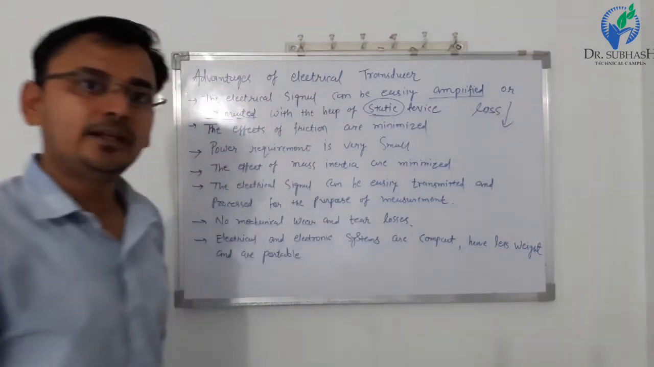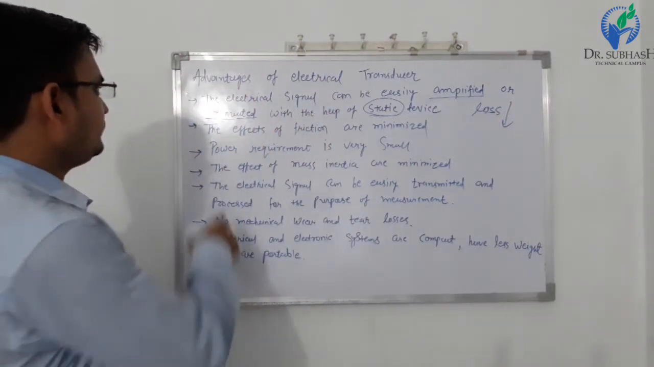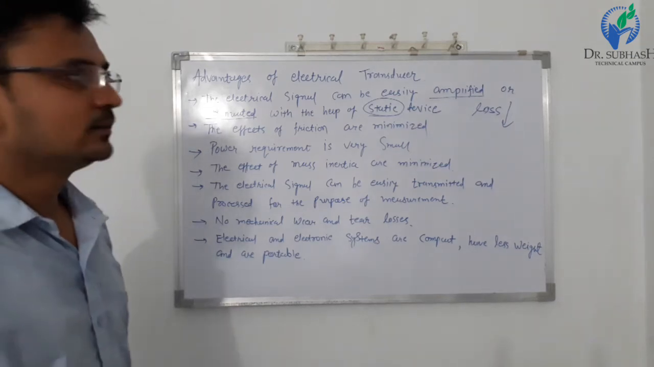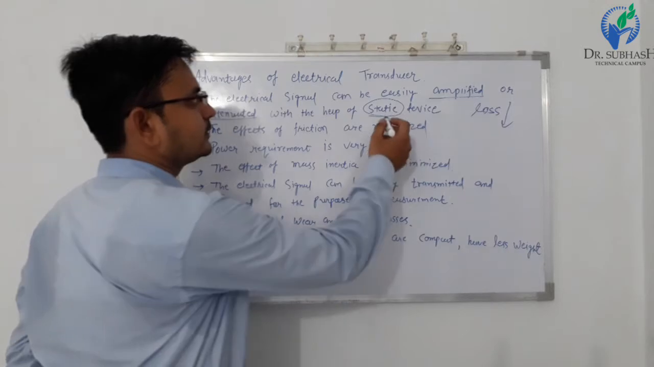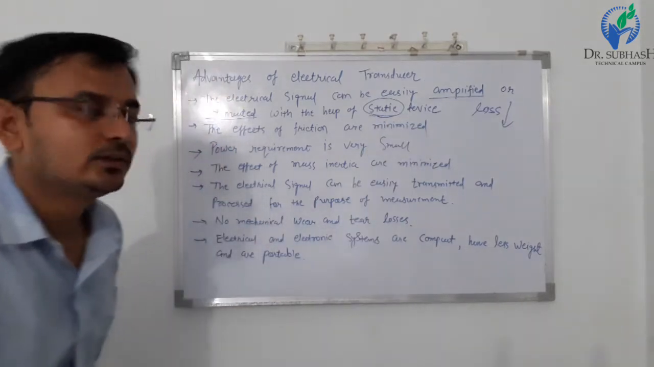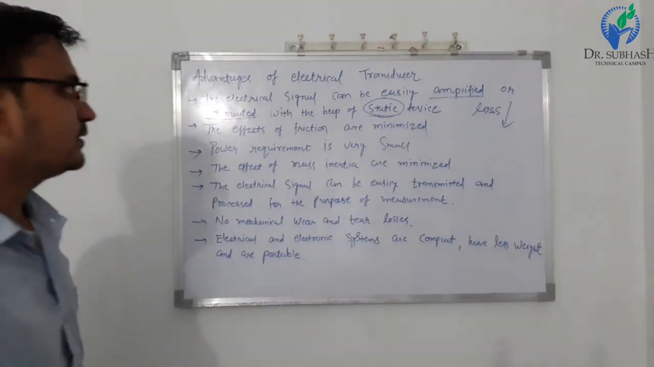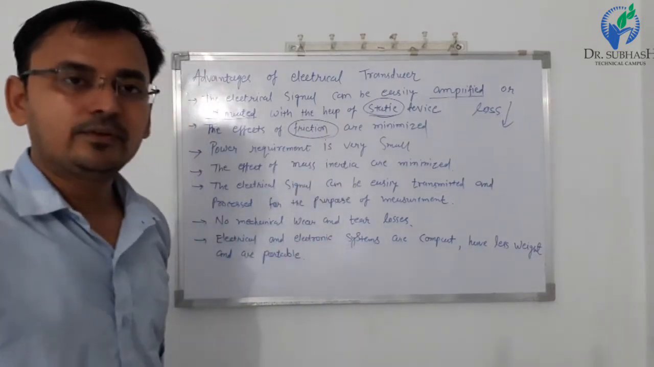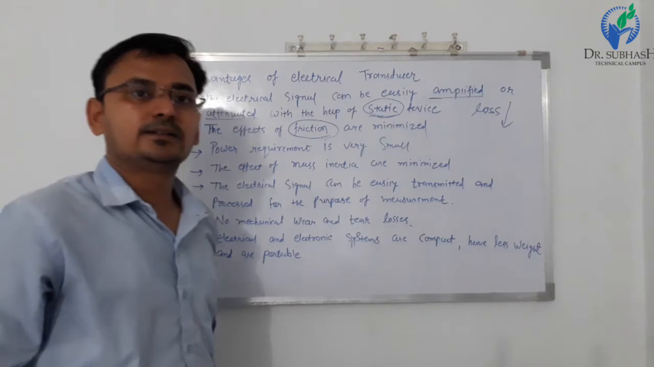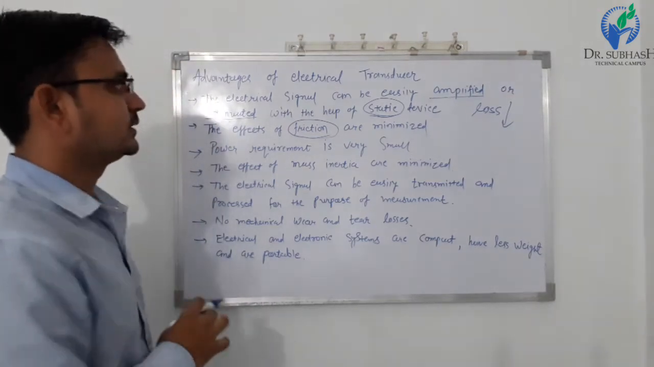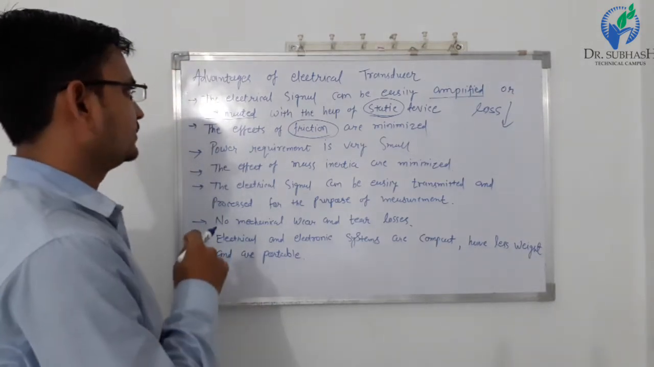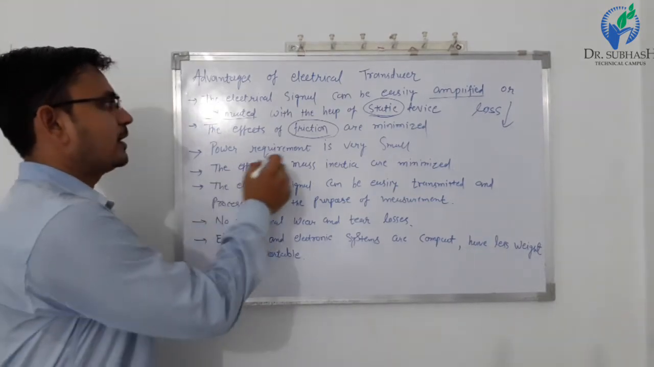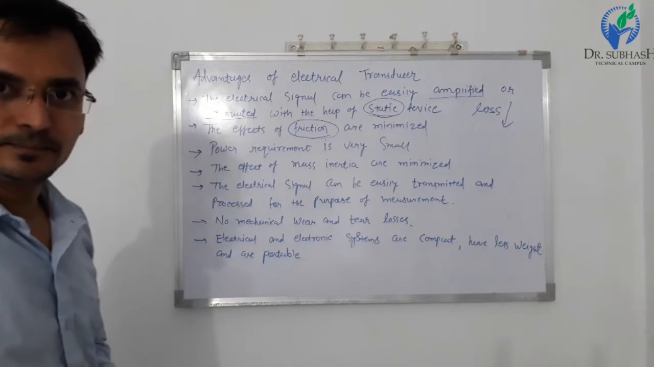Losses are minimized. Second point is the effects of friction are minimized. Same point here, because of static, there is no friction loss. Friction losses are introduced in dynamic systems. If in any system there are moving parts, then friction losses are introduced. So effects of friction are minimized in this case, and power requirement is very small.